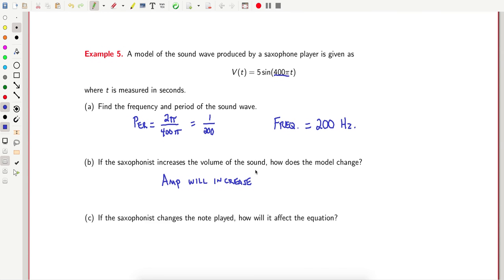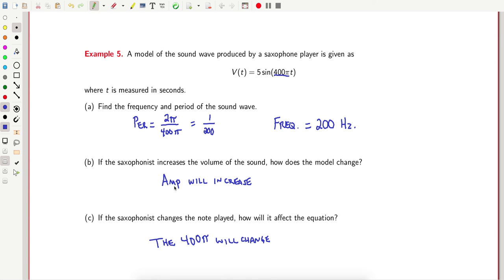But how is that going to affect the equation? Well, if you change the note, it changes the value of the omega, the 400 pi. So by playing a different note, the 400 pi value will change. If the note is increased in tone, like going from a natural to a sharp, this 400 is going to go up in value. If it's decreased in tone, like going from a natural to a flat, this 400 is going to go down.